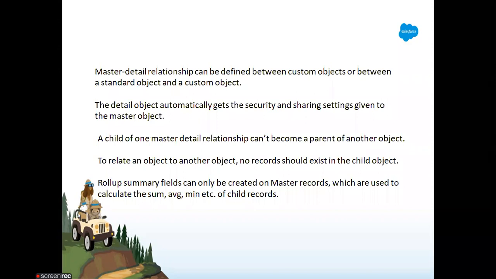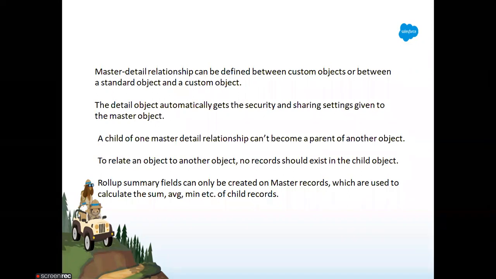The detail object automatically gets the security and sharing settings given to the master object. That means when we create a master detail relationship, all the detail objects automatically get the security setting and sharing setting of their parent, that means the master object, right? A child of one master detail relationship cannot become the parent of another object. So you can say that is a limitation.